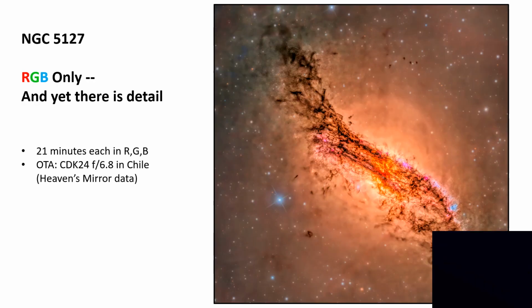And to drive the point home and whip that horse one more time, here's a 21-minute exposure of NGC 5127 Southern Hemisphere in R, G and B, 21 minutes each. There's no L introduced into this image, and I believe that there's a lot of detail in this image, so it can't be true that all the detail is in the L.